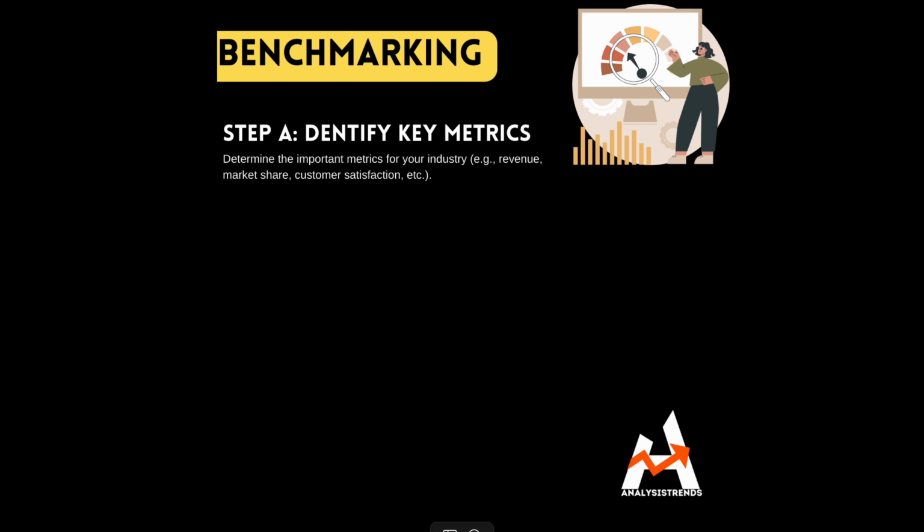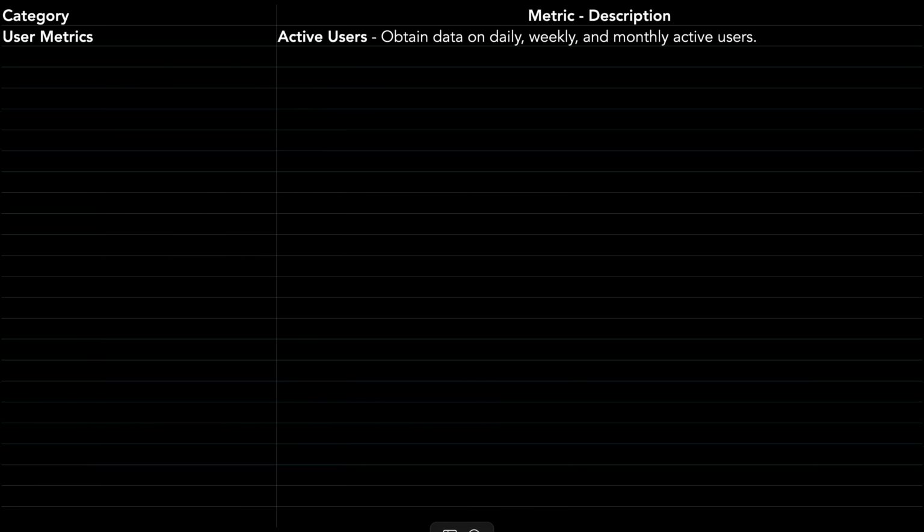When you do the benchmarking, your step one would be to identify the key metrics. Determine the important metrics of your industry, such as revenue, market share, or customer satisfaction. So benchmarking here would start with identifying the key metrics. The first question here is, what are the key metrics? Category, metrics, description. So I'm using user metrics.